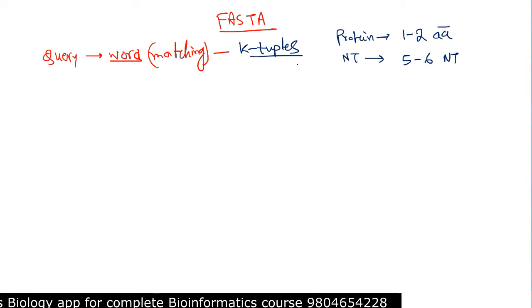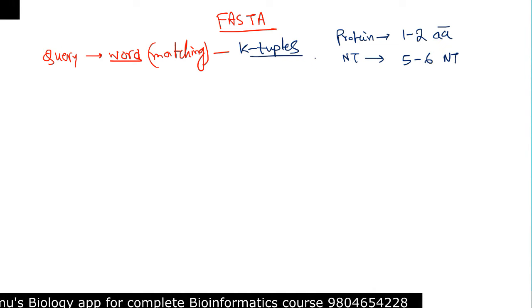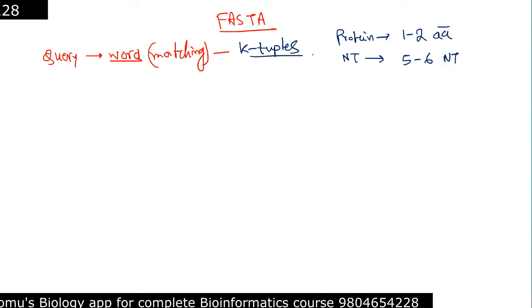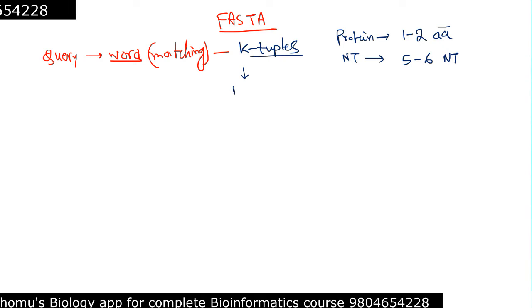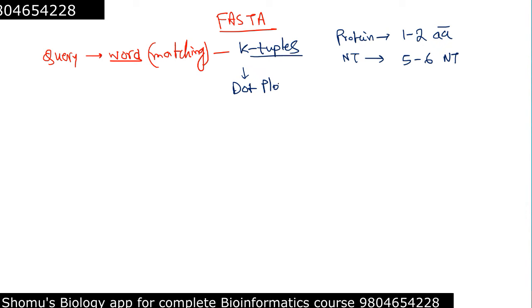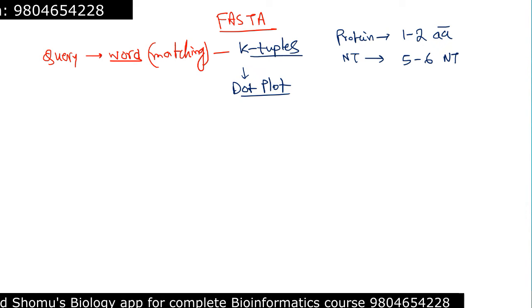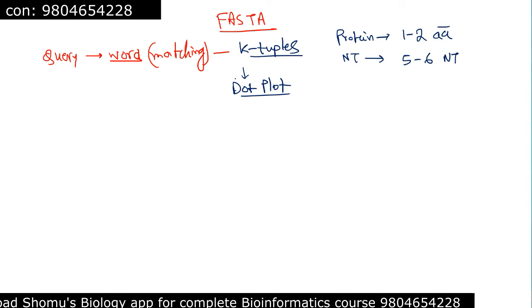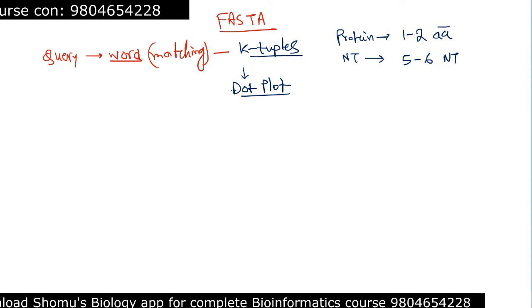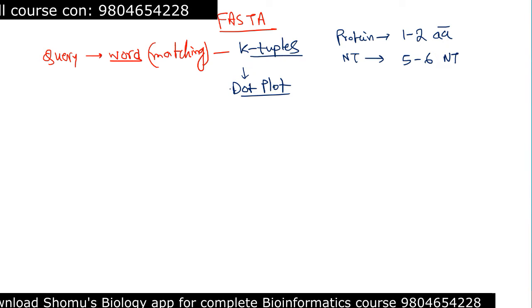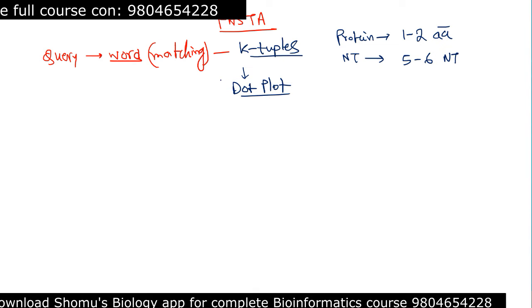Okay. Now in this case, words match with the database sequence and create diagonals. So the FASTA uses dot plot. Remember the dot plot. If you recall the dot plot, then you'll understand what I mean. If you don't recall dot plot, and if you haven't seen my video on dot plot, please watch that video. Otherwise, you cannot understand this.